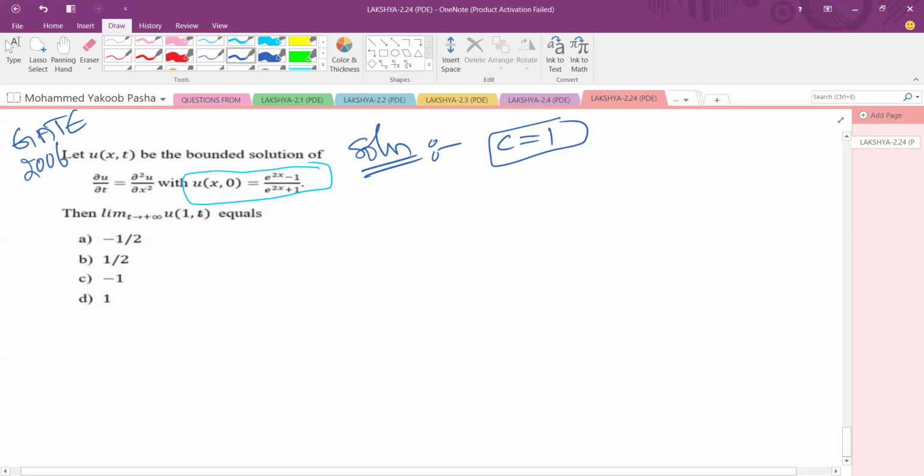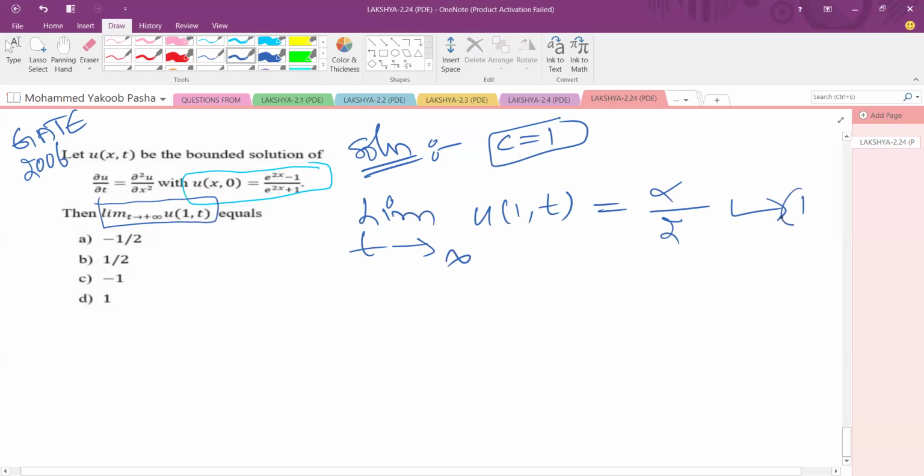But there is a separate method to find the value of this, the limit t tends to infinity of u of 1 comma t. Now I am giving that formula. Limit t tends to infinity: you should remember u of 1 comma t is equal to simply alpha by 2.